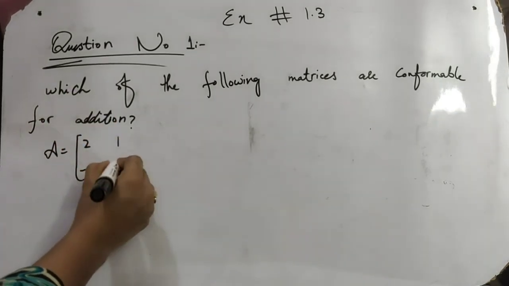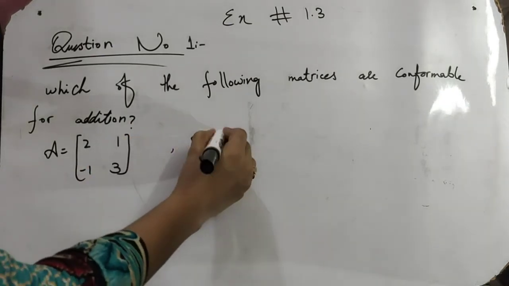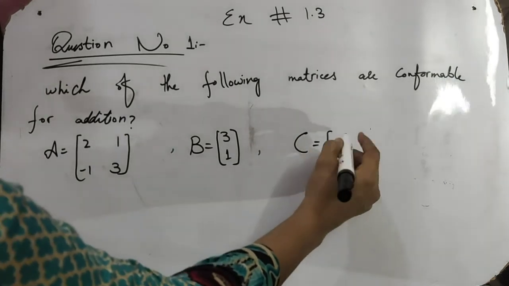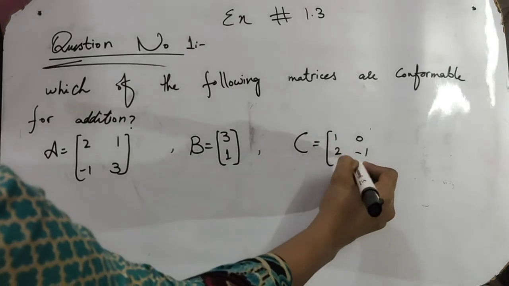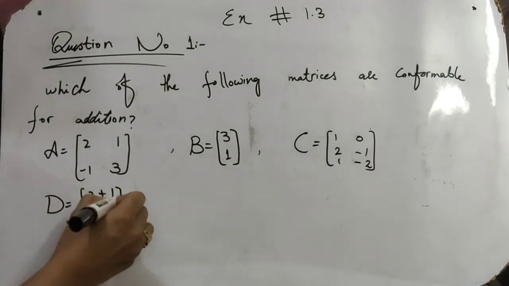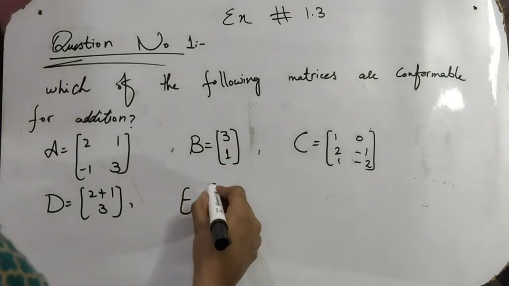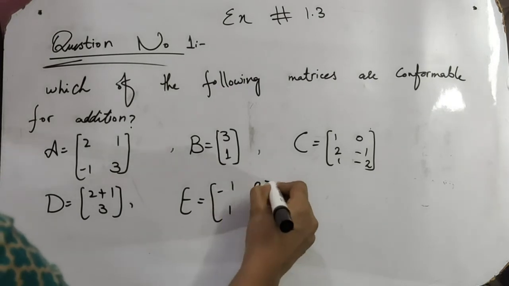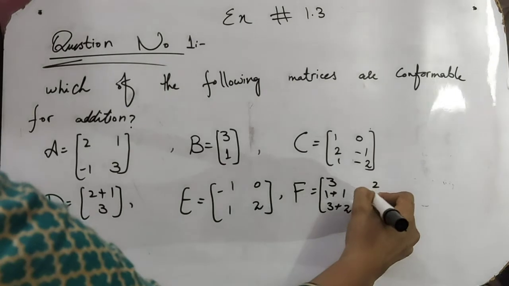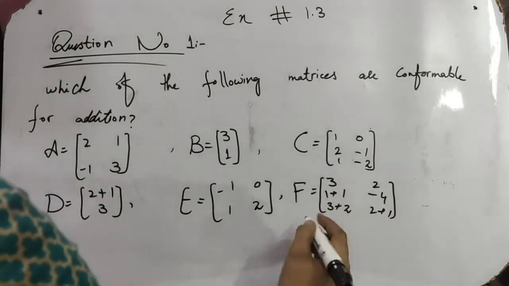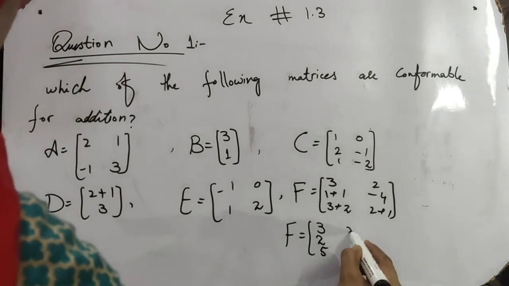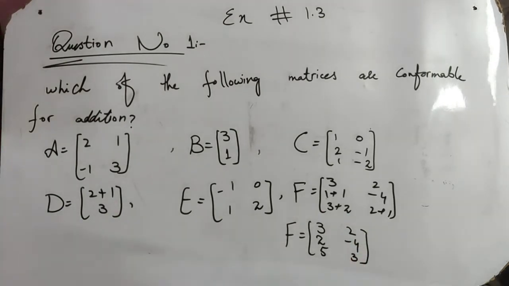2, 1, minus 1 and 3. B is equals to 3 and 1. C equals to 1, 0, 2, minus 1, 1 and minus 2. D will be equals to 2 plus 1 and 3. E is equals to minus 1 and 1, 0 and 2. And F is equals to 3, 1 plus 1, 3 plus 2, 2 minus 4, 2 plus 1. So F is equals to 3, 1 plus 1, 2, 3 plus 2, 5, 2 minus 4 and 2 plus 1 is 3.